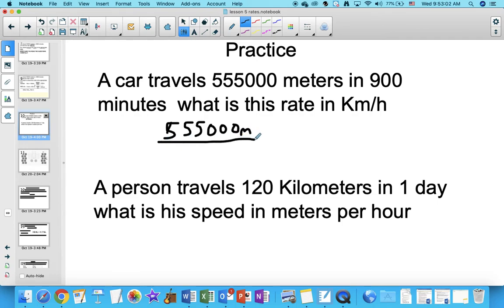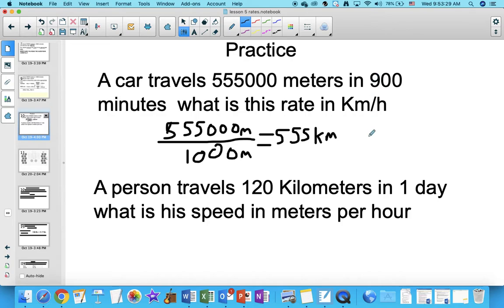And I want to convert it into kilometers. So I need to find out how many 1,000 meters fit into my 555,000, right? So how many thousands fit into there? Well, this one should be easy. There's 555 kilometers, right? Now we have our kilometers.